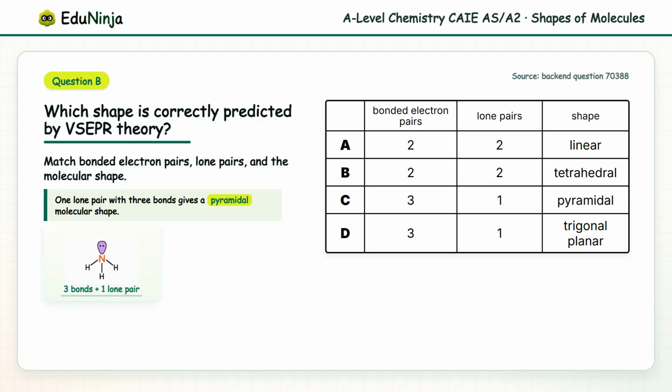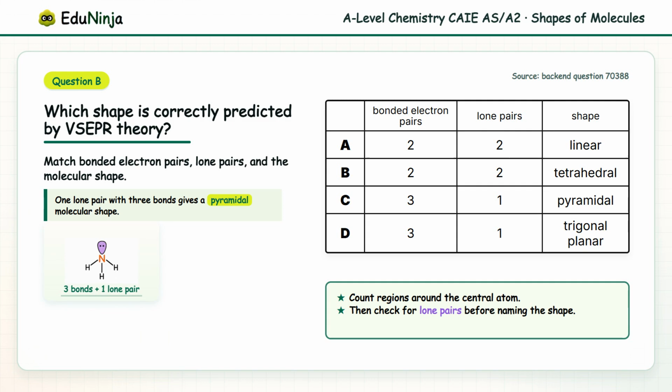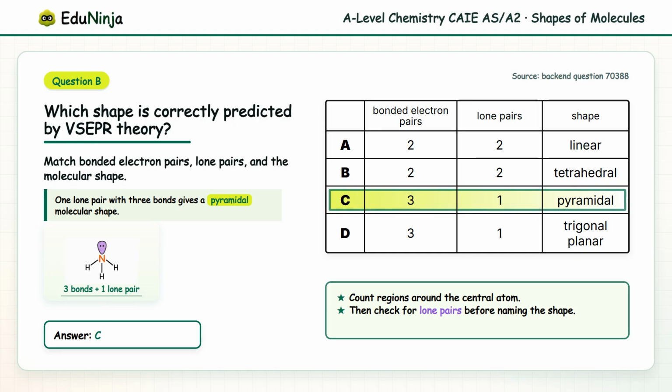A quick check is ammonia. Nitrogen has three bonds and one lone pair, so the atoms form a pyramidal shape. Always name the shape of the atoms, not the electron pair geometry. That means the correct answer is C. Three bonded pairs, one lone pair, and a pyramidal shape.